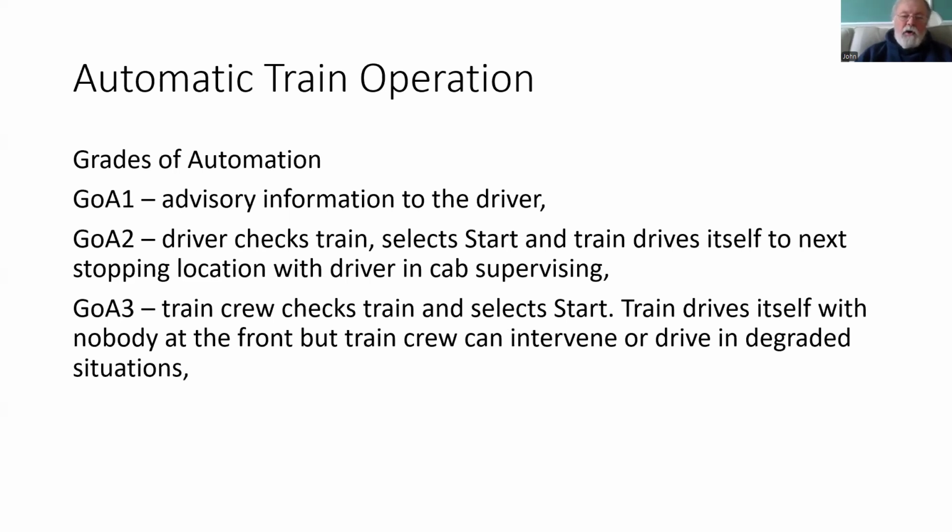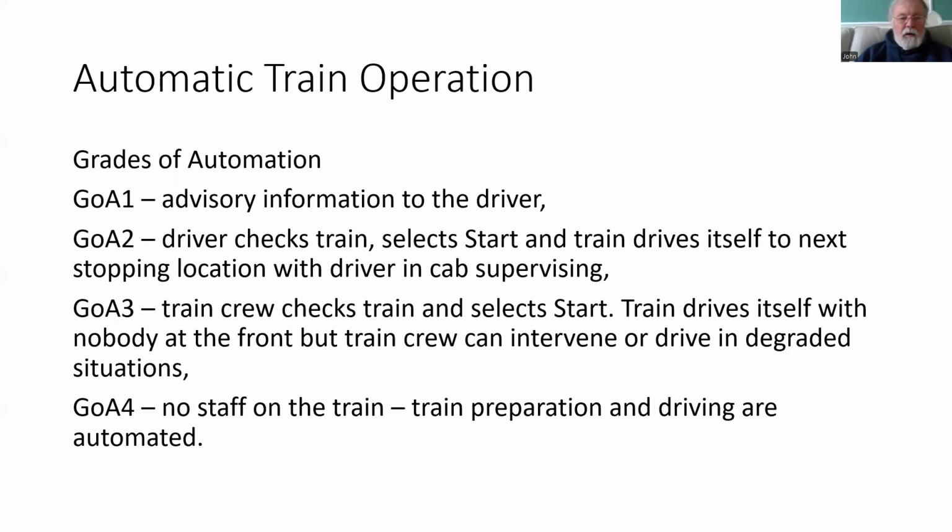GOA3 moves on to not having a driver in the leading cab. A member of train crew, who may be positioned anywhere in the train, undertakes the train checks before the train can depart and selects start. The train will then drive itself to the next stopping location. However, there will be a facility for train crew to intervene or drive in degraded situations. Grade of automation 4 will have no staff on the train. The train preparation and driving are fully automated. So the train will have sensors at doors, etc., to make sure there is nobody trapped.